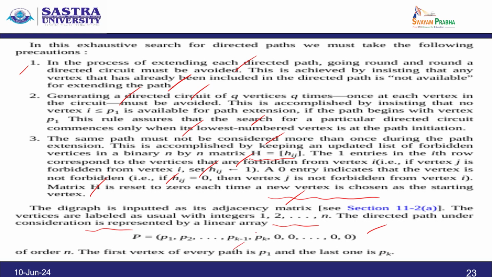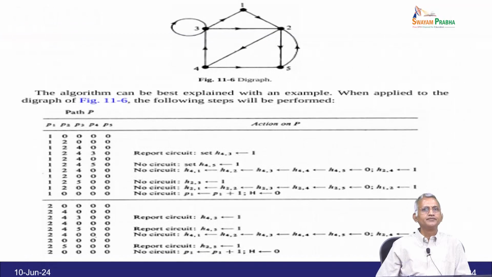The first vertex of every path is p1 and the last one is pk. So, what you have to do is start from vertex 1, then vertex 2 if there is a connection, and then 3, 4, 5. Now, the algorithm can be best explained with an example. When applied to the digraph above, the following will be performed.